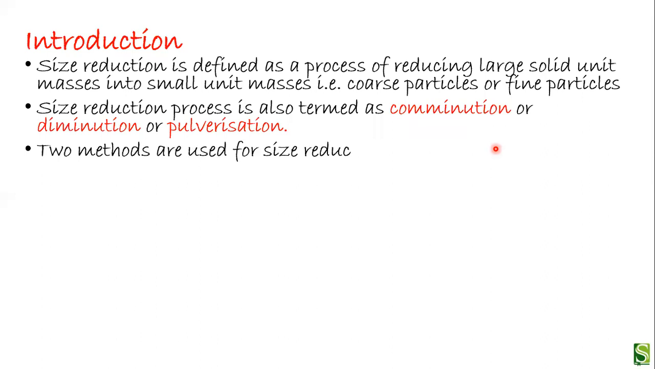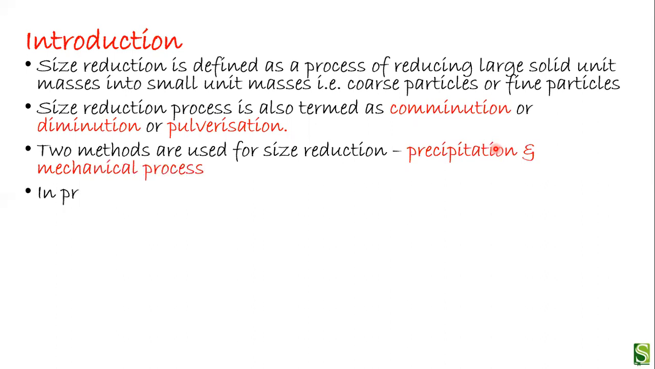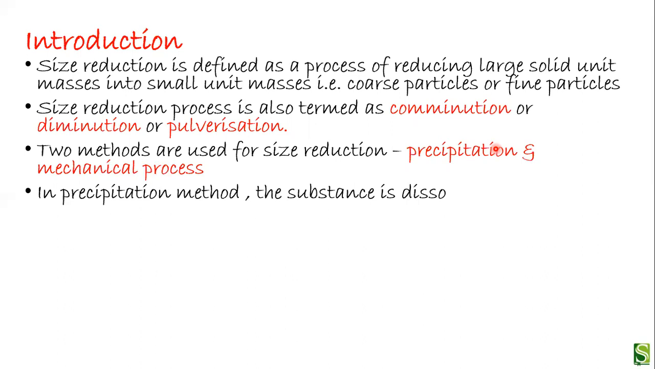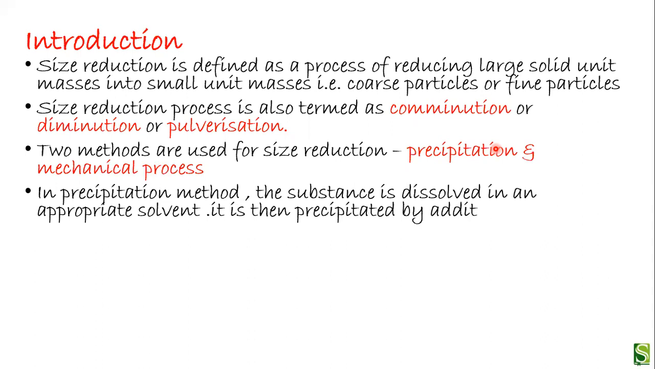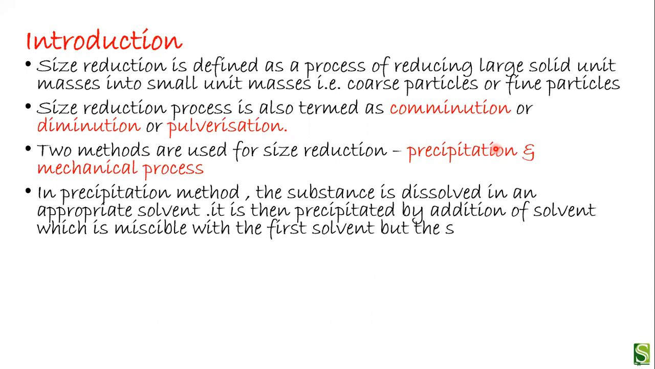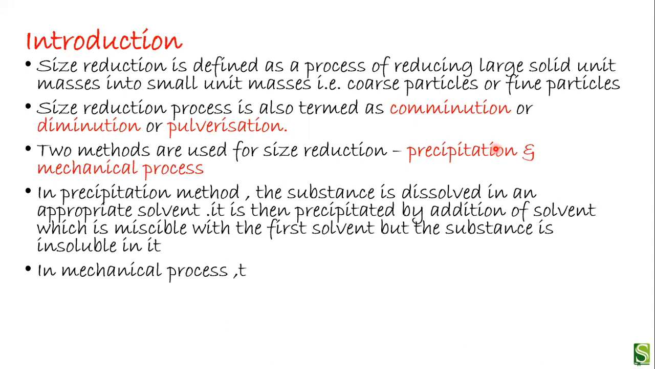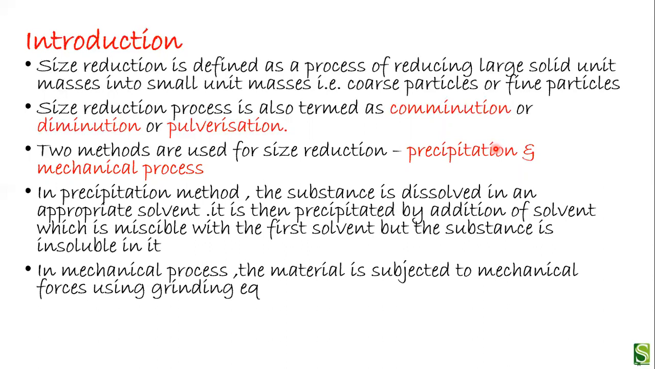Two methods are used for size reduction, mostly precipitation and mechanical process. In precipitation method, the substance is dissolved in an appropriate solvent. It is then precipitated by addition of a solvent in which the substance is immiscible, but it is miscible with the first solvent. In mechanical process, the material is subjected to mechanical forces using grinding equipments, which includes ball mill, colloid mill, etc. What is the objective of size reduction?